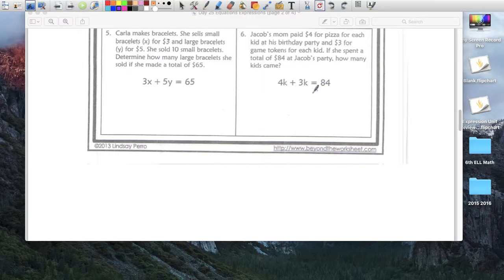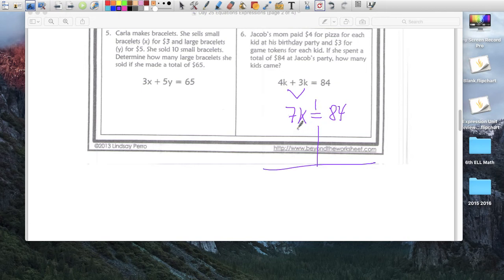Again, this one, the variables are the same. One's 4k and 3k. There's no reason why I can't combine these two and make it 7k, right? Make the equation shorter. So 7 times a number I don't know equals 84. Can I find out what that number is?